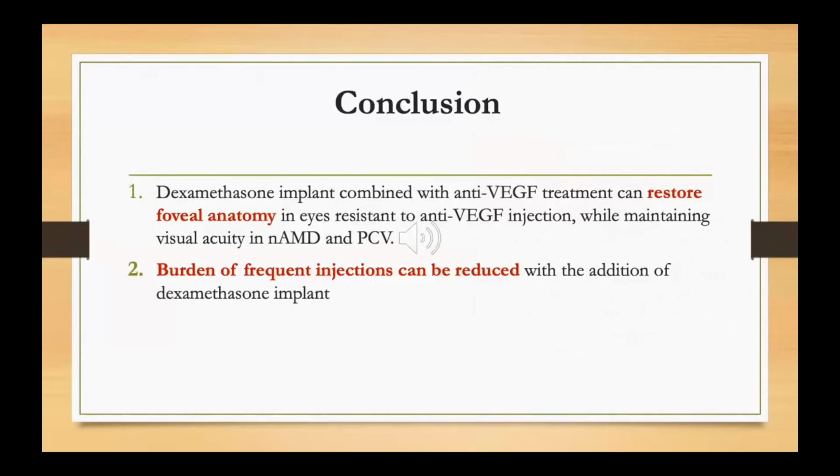In conclusion, dexamethasone implant combined with anti-VEGF treatment can restore foveal anatomy in eyes resistant to anti-VEGF injection while maintaining visual acuity. The burden of frequent injections can be reduced with the addition of dexamethasone implant.